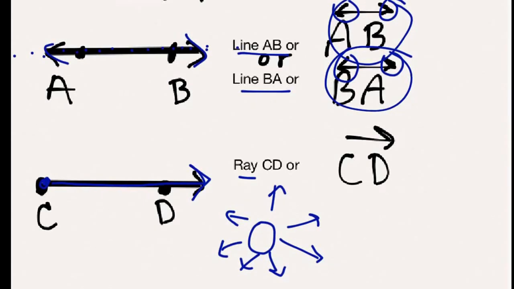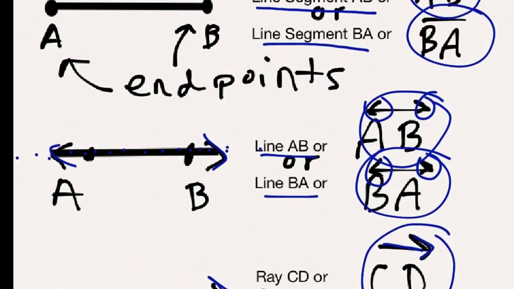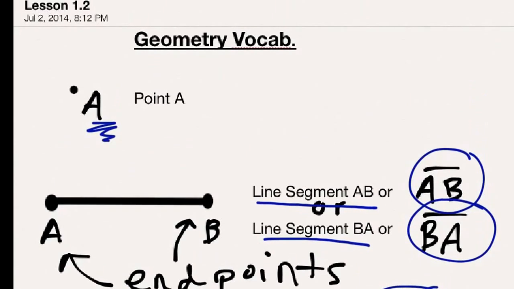So that's a ray, and with the symbol we notate that as ray CD with an arrow pointing in only one direction. Notice there is no arrow on that left side. Those are all of our vocab for lesson 1.2.